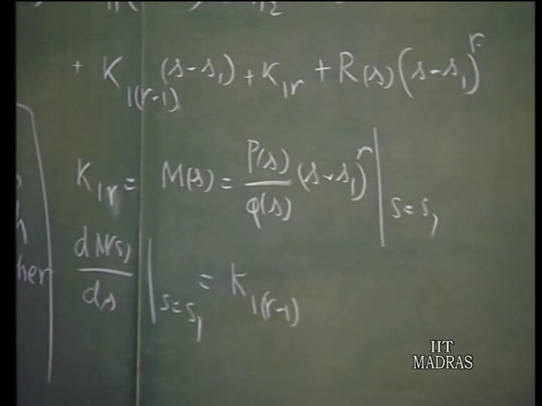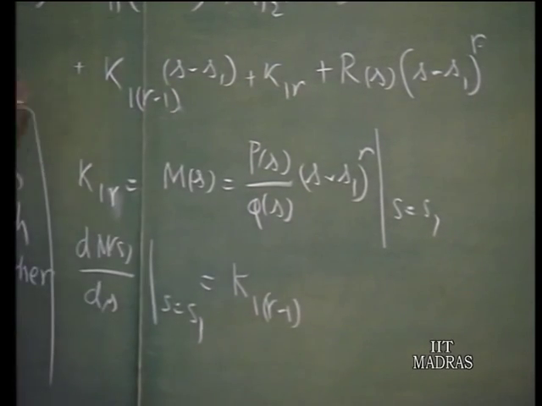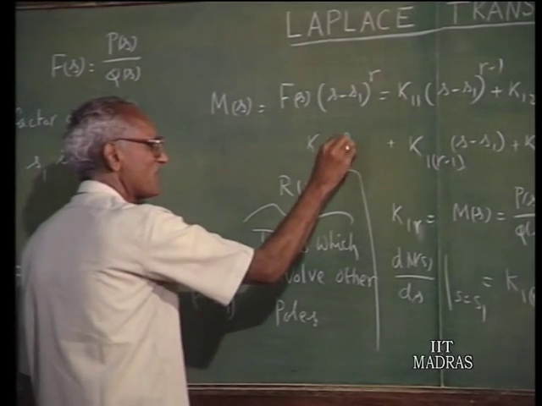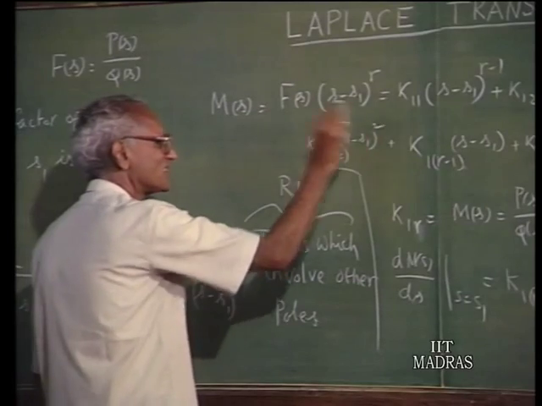Now, suppose you take the second derivative, then the previous term will come. The previous term here, you recall, it will be k1(r minus 2) times (s minus s1) whole square.